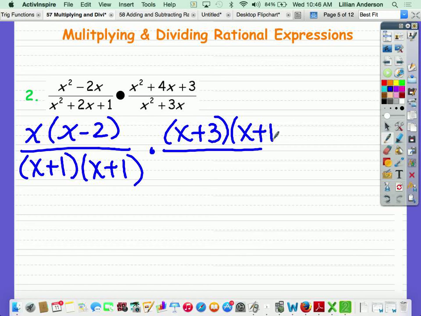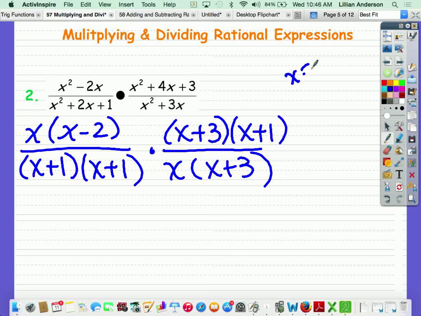Two numbers that multiply to give me 3, add to give me 4. Then on the bottom, it's x times x plus 3. So you factor just like before, all your pieces. Before we start canceling, let's state my restrictions.